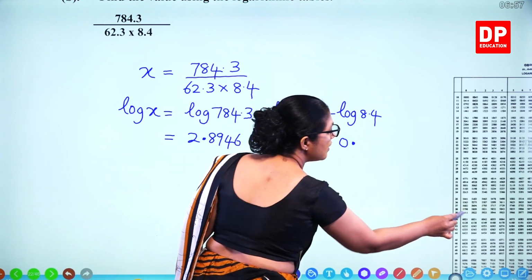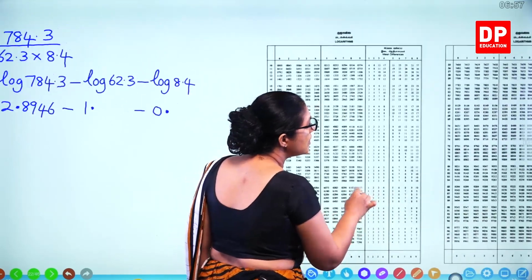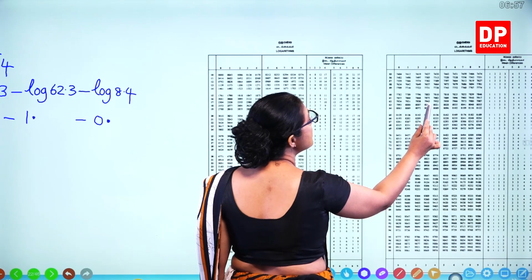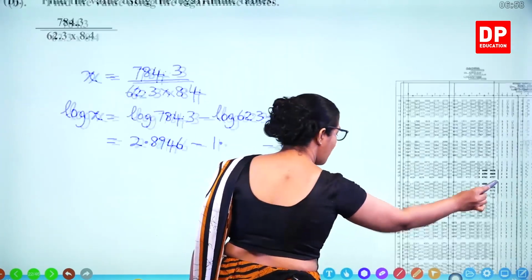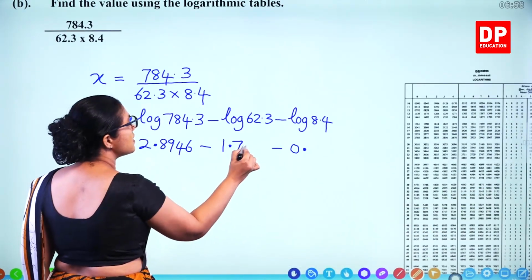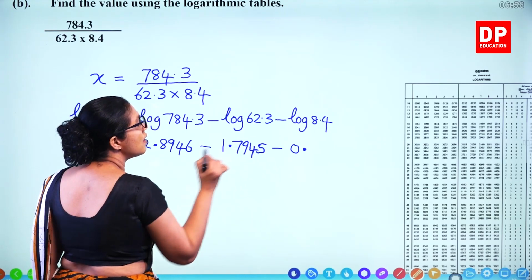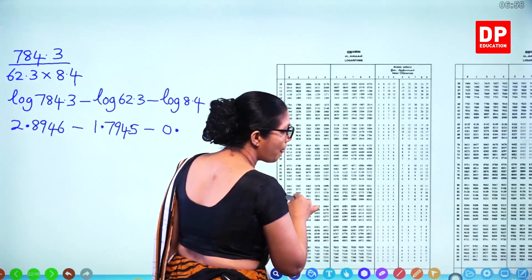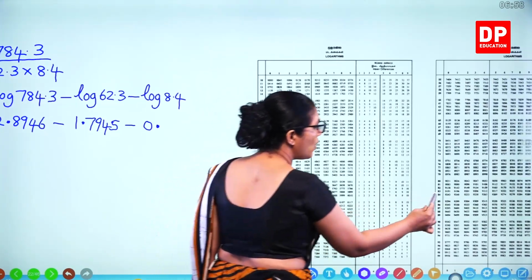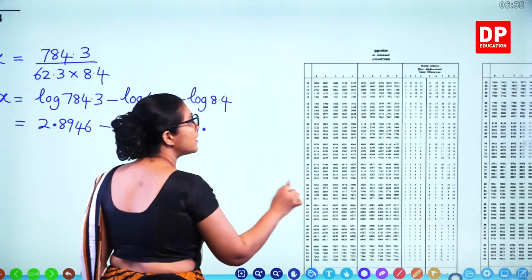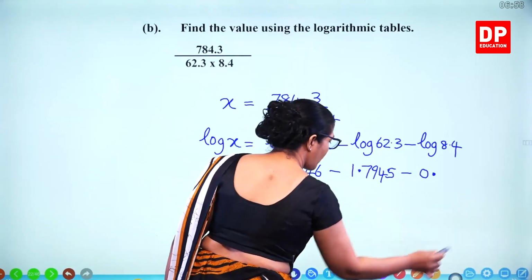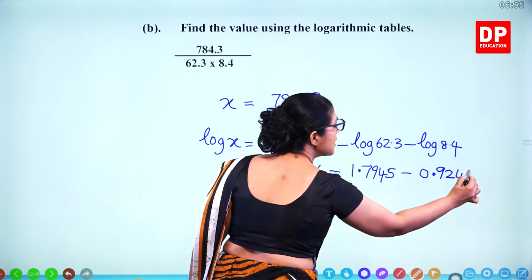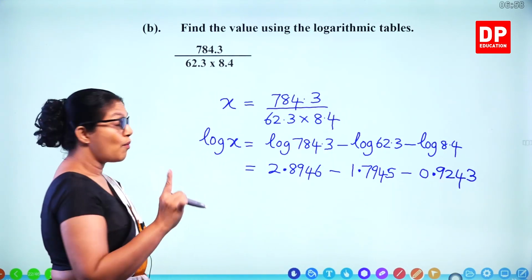62, 3. Again, refer to the table. 62, 3 is 79, 45. And 84, 0 is 92, 43. Now what do you have to do?